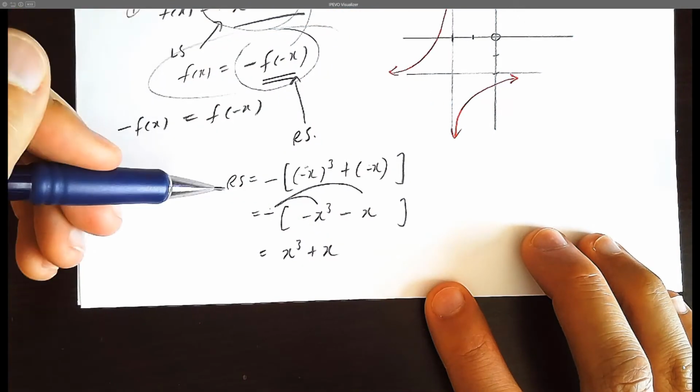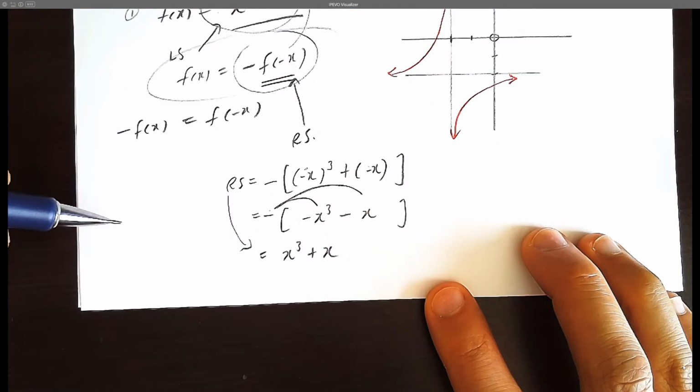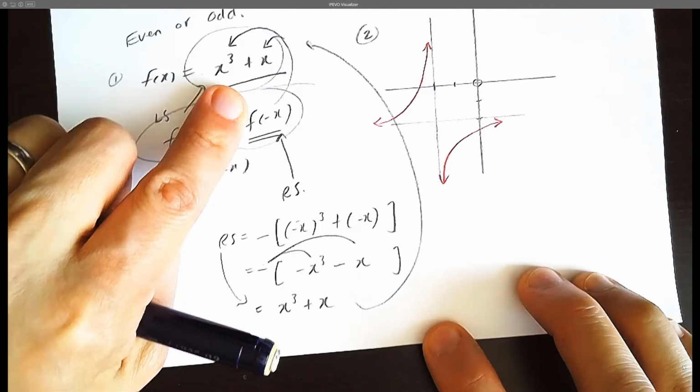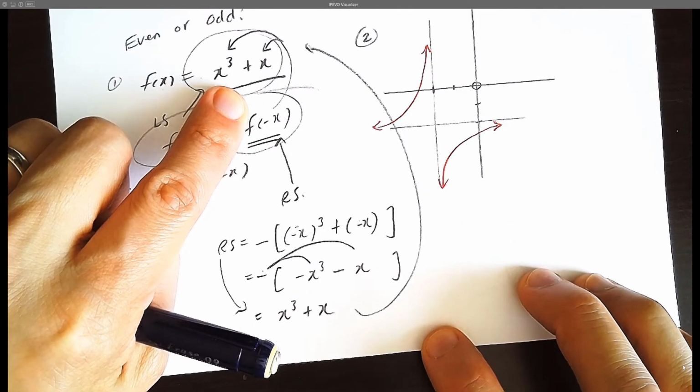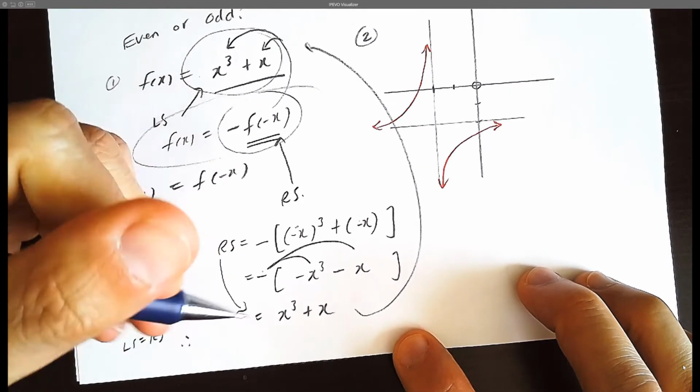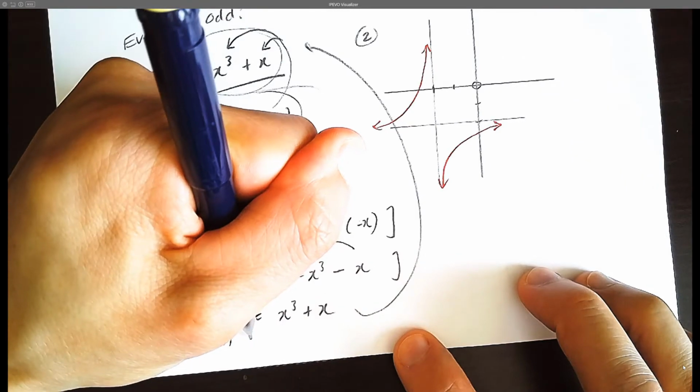So as you can see, the right side is equal to this, which is also the same thing as the left side, which is up here. The left side is also f of x equals x cubed plus x. So indeed, left side equals right side. So therefore, the function f of x is odd.